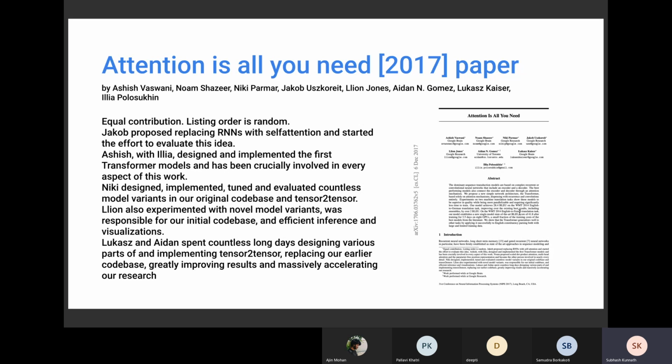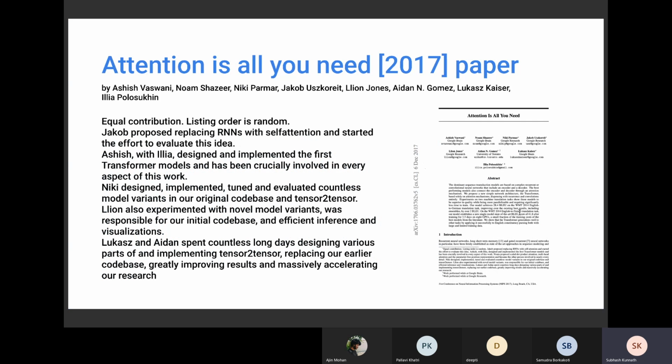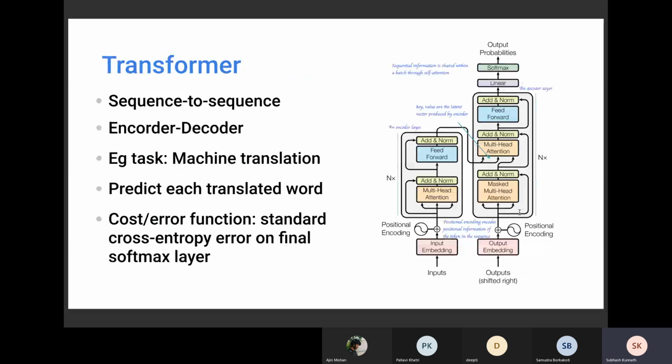The transformer is somewhat of a complex thing with multiple subsystems involved. So we'll have a closer look and see what the different things in the transformer are. Here you can see one unit of the transformer, the encoder part and the decoder part, and what different modules are there. We'll see everything in detail.